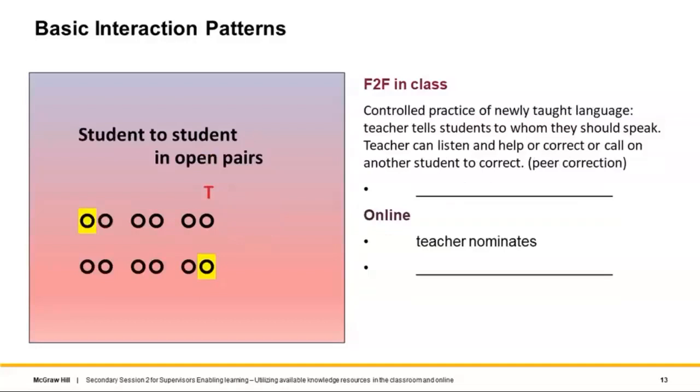Student to student in open pairs. Okay, there is a difference between open and closed pairs, yeah? In open pairs, if you are in the classroom, you're asking Amal to talk to Sahar, and everyone else can listen. You don't have to nominate if you're in the classroom. You can point to people and get them to practice, ask and answer, whatever you want them to practice. If you're online, you need to nominate. Yeah? So it's done across class again, but across virtual class.